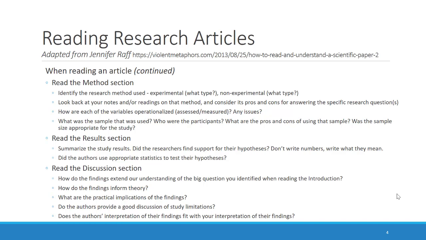Next, what are the practical implications of the findings? Do the findings have implications for people in their day-to-day lives? Do they have implications, for instance, for how we run schools, how we manage the criminal justice system, how we run organizations, how we manage people in organizations? Next, does the author's interpretation of their findings fit with your interpretation of the findings? So do you have a different interpretation? Think about that critically.